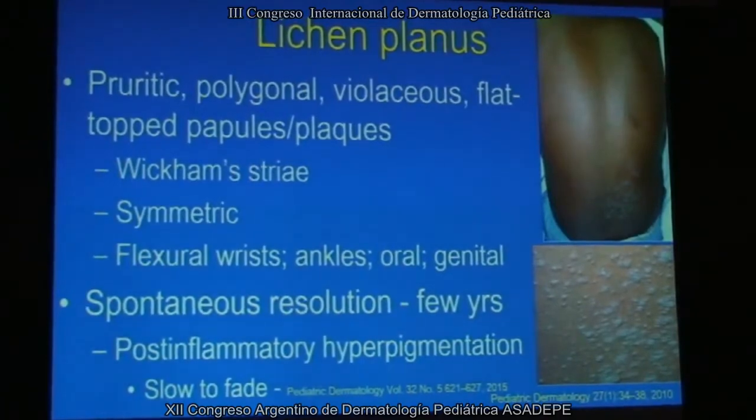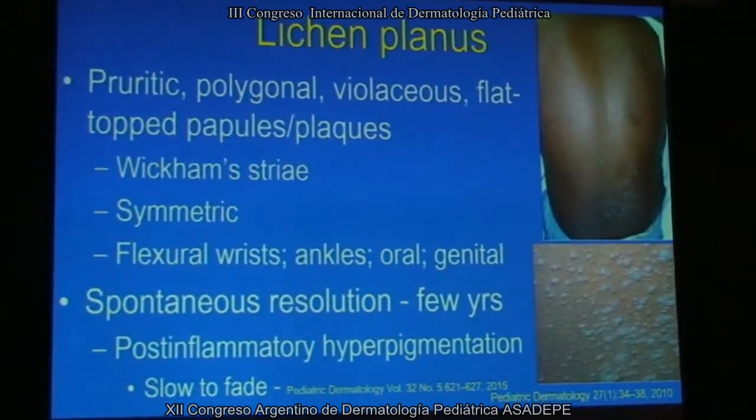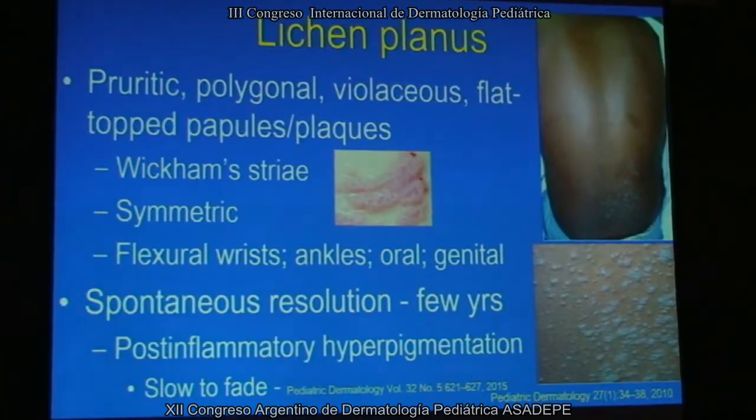The clinical findings of lichen planus are the classic pruritic, polygonal, and violaceous flat-topped papules and plaques, as you see here. These papules often have on their surface the classic Wickham striae. They're often symmetric on the flexural wrists, ankles, but lichen planus also occurs in the mouth and in the genitals.